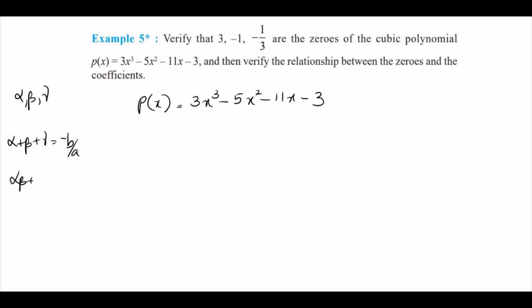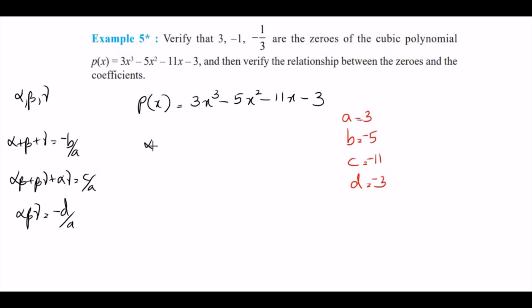Alpha beta plus beta gamma plus alpha gamma is c by a. And alpha beta gamma is minus d by a. Now let's substitute these values and see. So here, you know the value of a is 3, b is minus 5, c is minus 11 and d is minus 3. So let's check for alpha plus beta plus gamma, that is minus b by a.